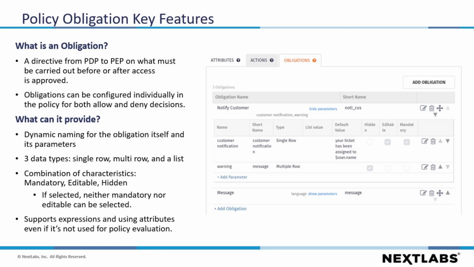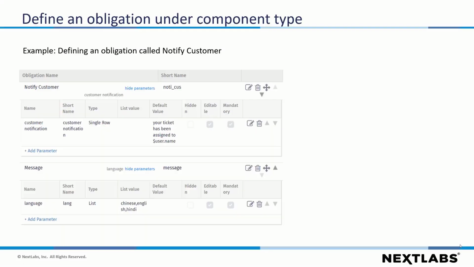Users can define the obligations of a component when defining its component type. Additionally, obligations can be configured individually in the policy for both allow and deny decisions. Below are some of the functionalities of policy obligations. Now, let's look at our first example.